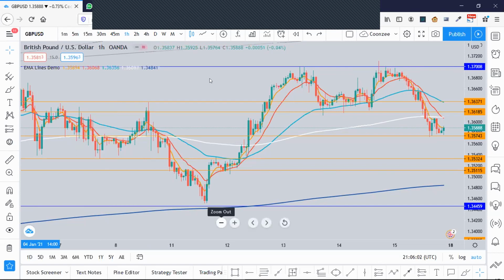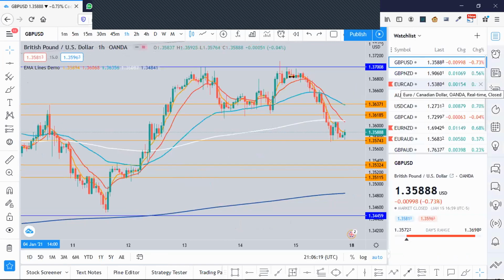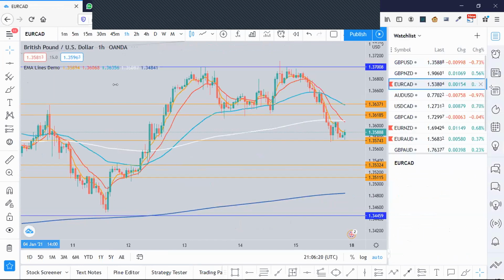I've actually picked some pairs that I'll be looking at on Monday because they're showing a very, very good signal that a reversal of trend is going to happen very soon on those pairs.